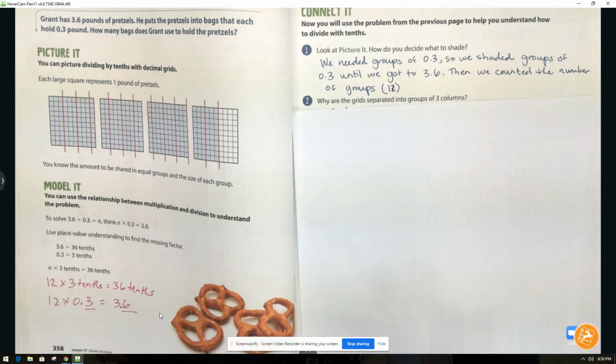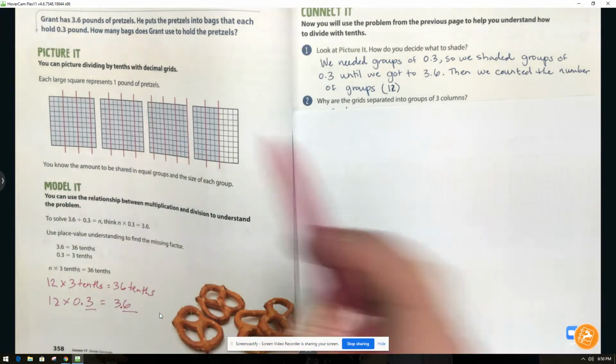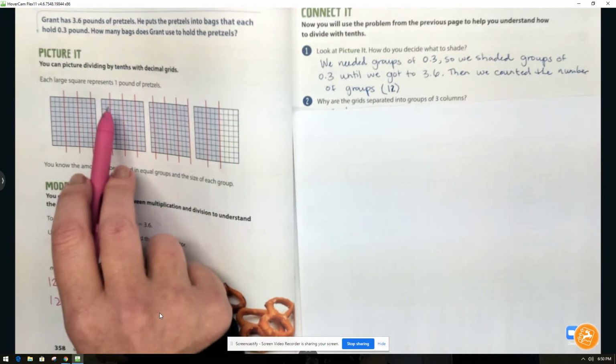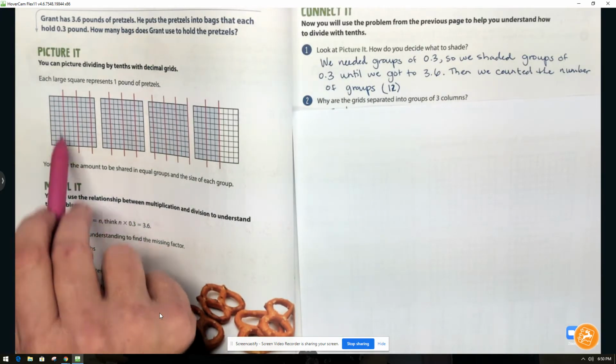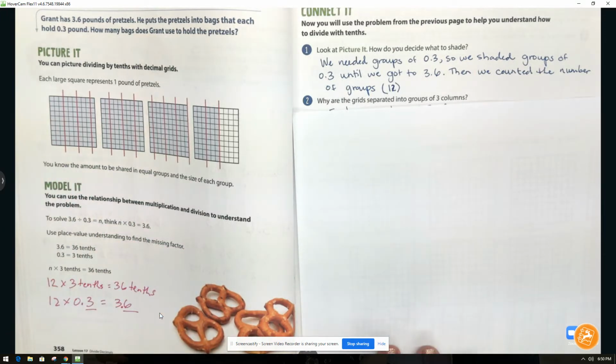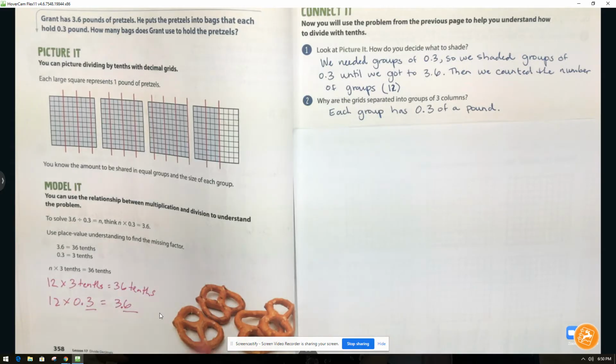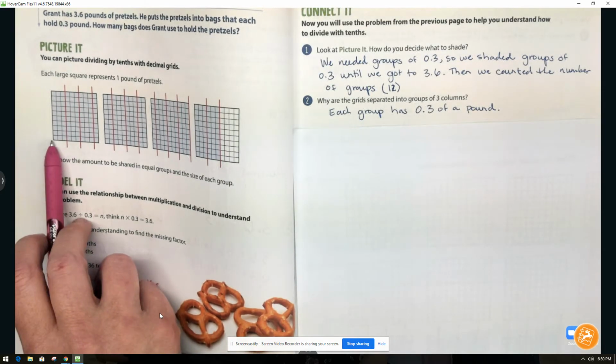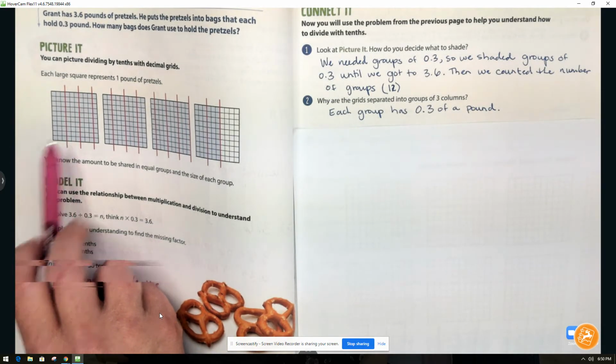Number 2 says, why are the grids separated into groups of 3 columns? So why do each of these groups each have 3 columns? Well, each group has 3/10 of a pound. So each column is 1/10. 1/10, 2/10, 3/10.